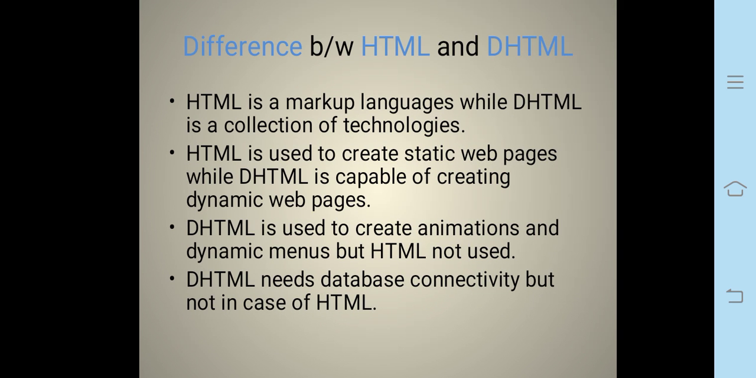Now let us see the difference between HTML and DHTML. HTML is a markup language while DHTML is a collection of technologies. It can hold the content and web pages at the same time. HTML is used to create static web pages while DHTML is capable of creating dynamic web pages. Static is a single web page. DHTML can create any number of web pages.